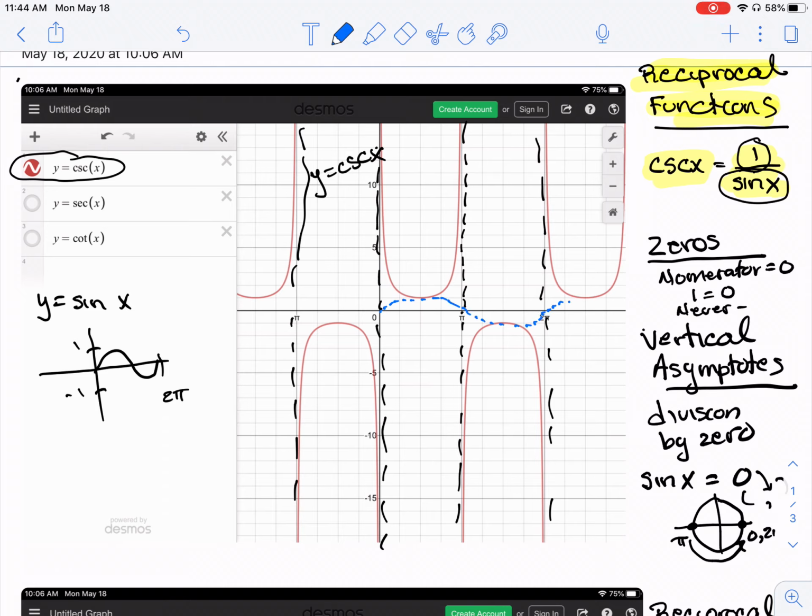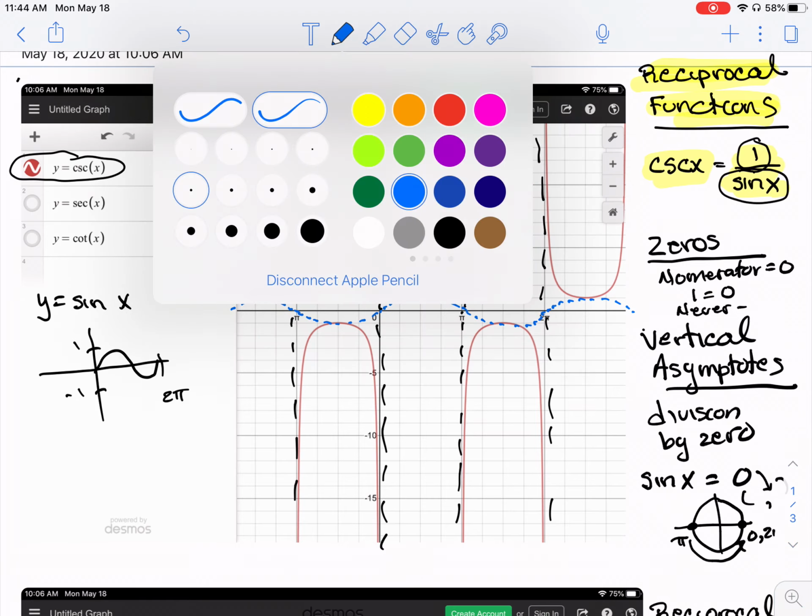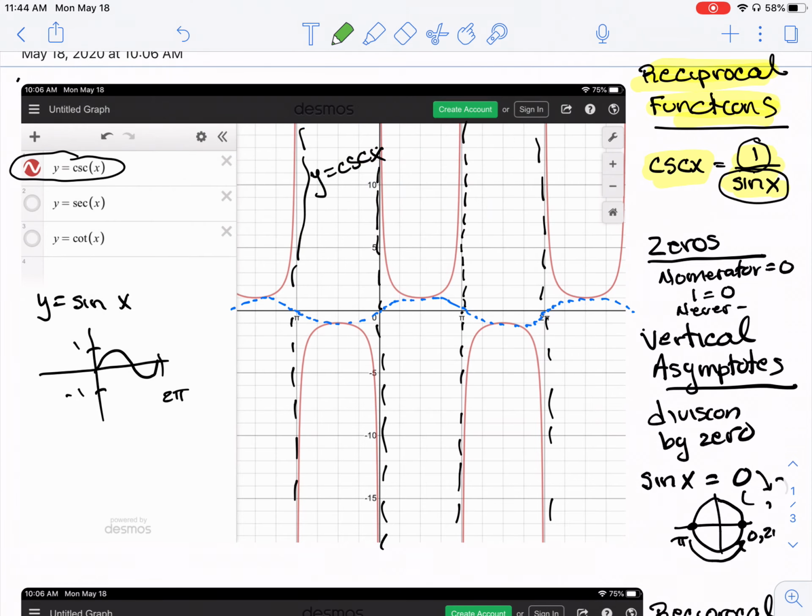If I sketched a sine wave, you can see that at these points right here where the sine wave crosses the x-axis, that's where the vertical asymptotes lie. So another way to sketch this function is to do a quick sketch of your sine wave, find where the sine wave crosses the x-axis, and those are your vertical asymptotes.